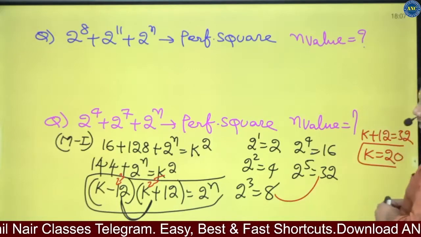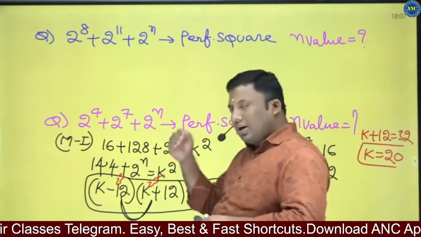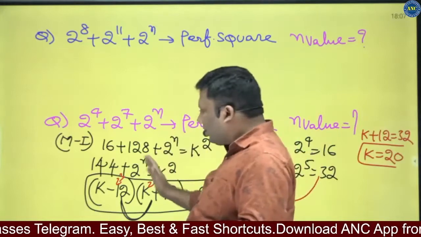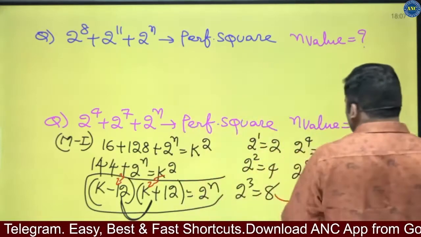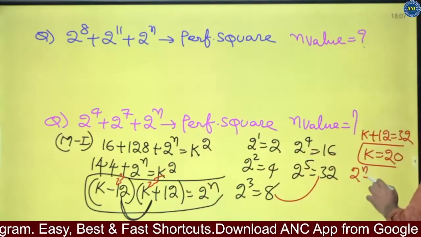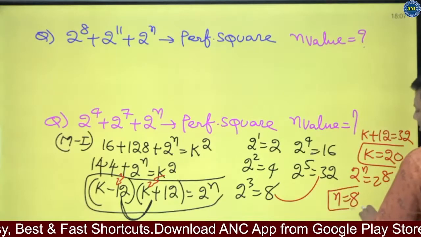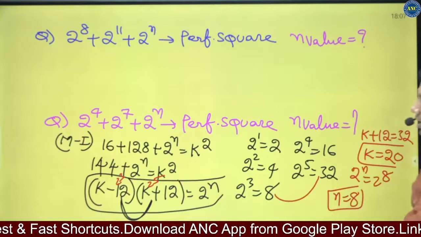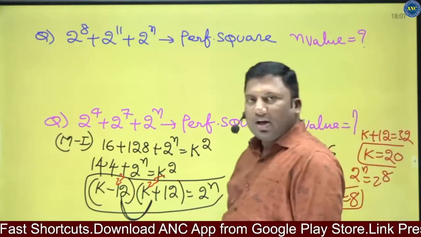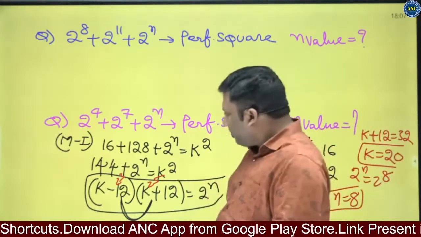If it is 20, 20 square is 400. 400 minus 144 is 256. 2 power n is 256. So n value will become 8. This is one way to solve this question. I hope the idea is clear.